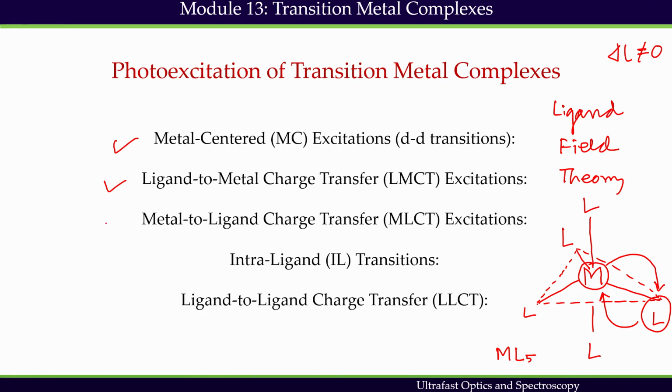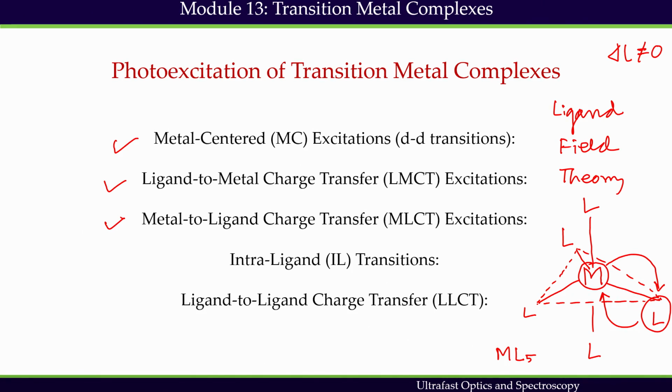Then we have another charge transfer, metal to ligand charge transfer excitation, where we promote an electron from occupied metal d orbitals to the low lying empty orbital located on the ligand. Metal to ligand charge transfer excited states are expected to be low lying ones when the metal is easy to oxidize and the ligand is easy to reduce.